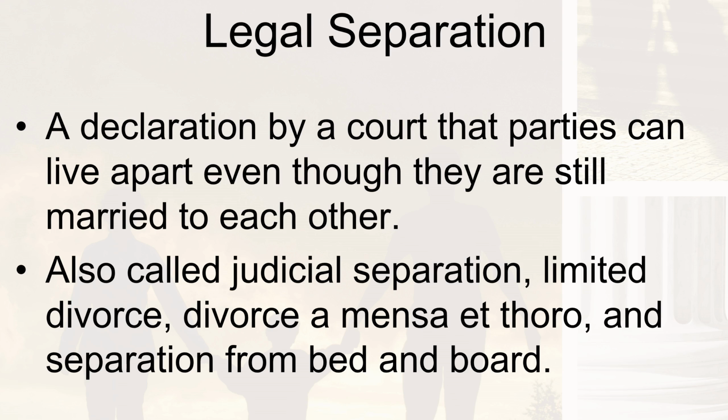So there are two types of separation that exist when parties are having marital strife. Let's say they're not ready to obtain a divorce for whatever reason. They can either have an informal separation or a legal separation. We're going to talk here about a legal separation, which is a declaration by a court, so a court has to be involved in this situation, that parties can live apart even though they are still married to each other. This is also known as a judicial separation, a limited divorce, divorce a mensa et thoro, and separation from bed and board.